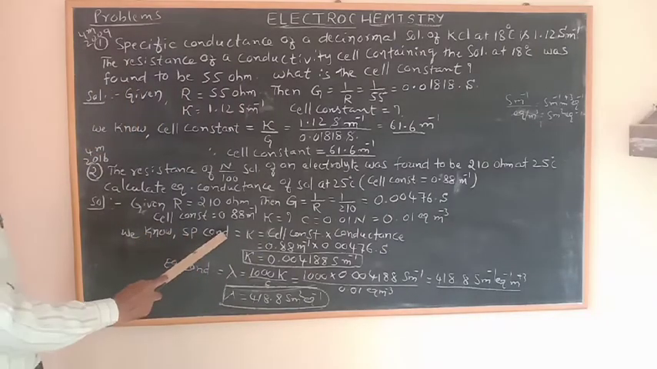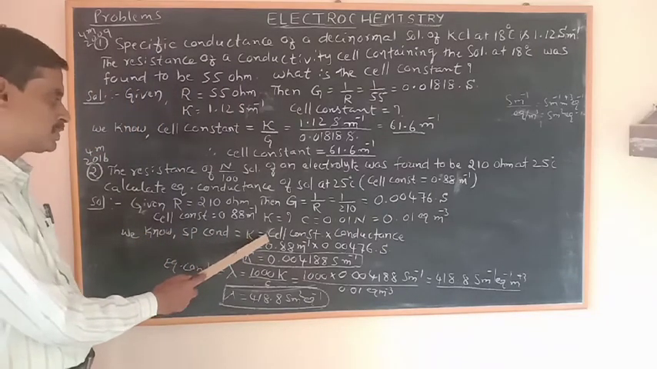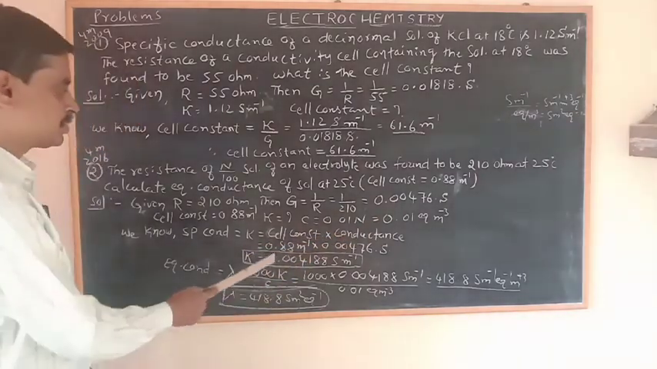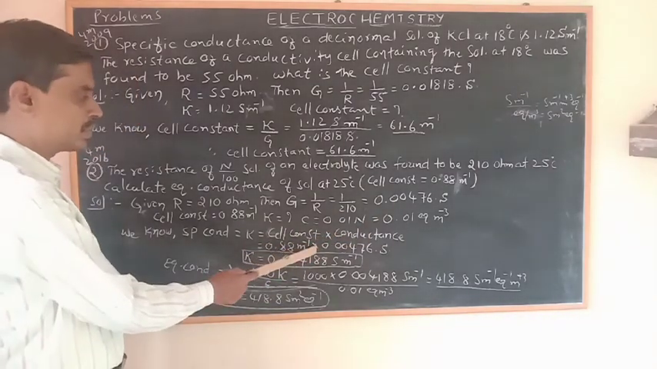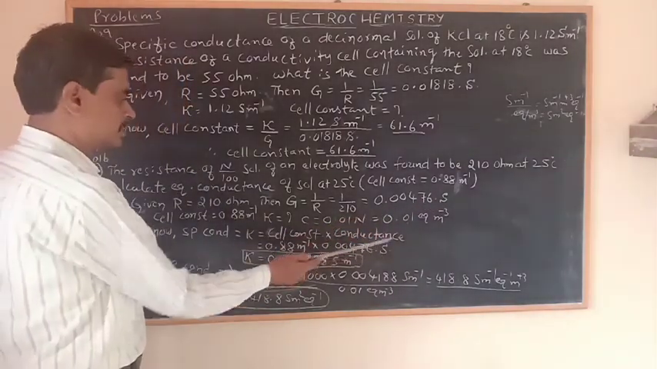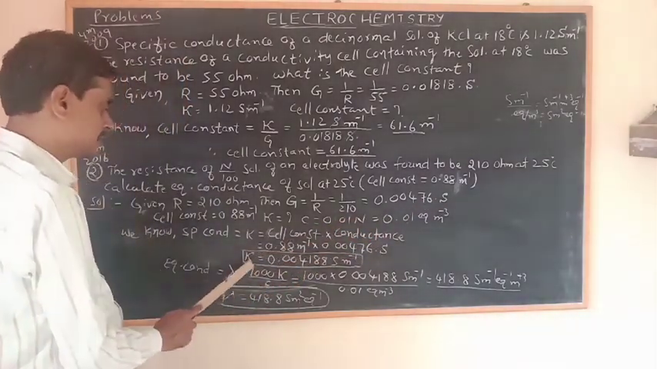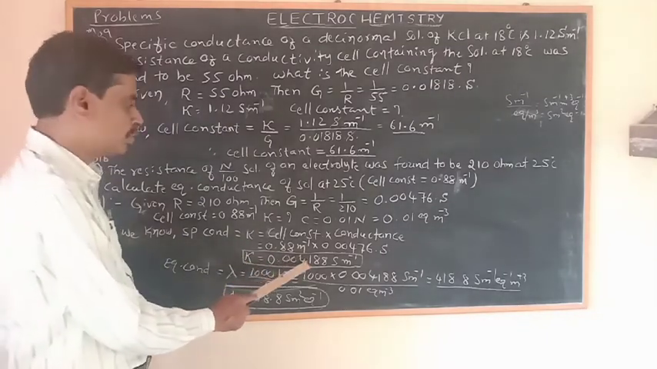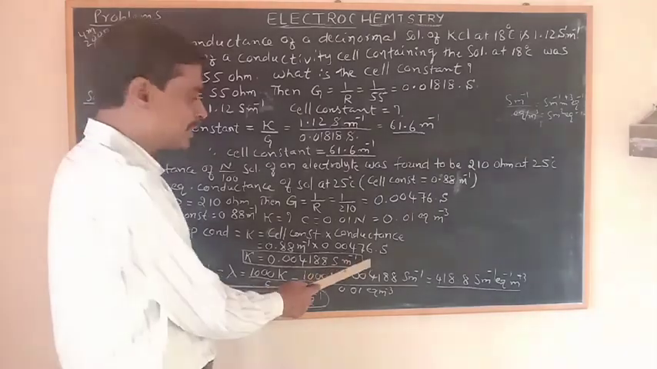We know specific conductance kappa is equal to cell constant into conductance. So 0.88 per meter into 0.00476 Siemens. After simplification, you will get the specific conductance kappa equal to 0.004188 Siemens per meter.